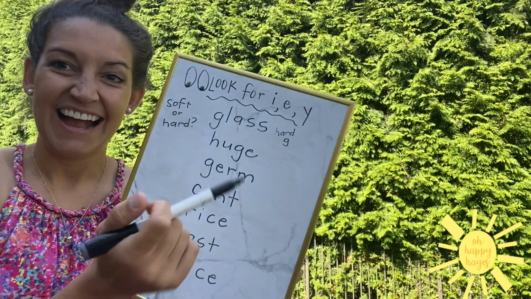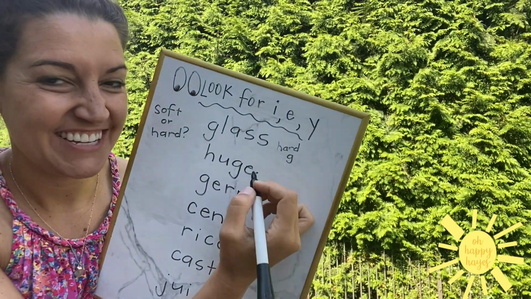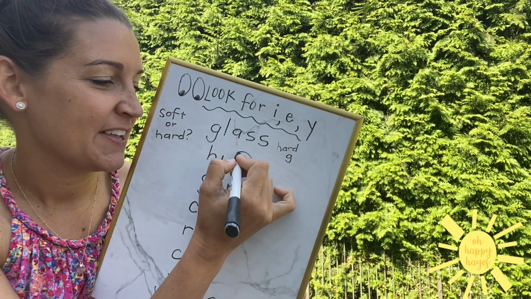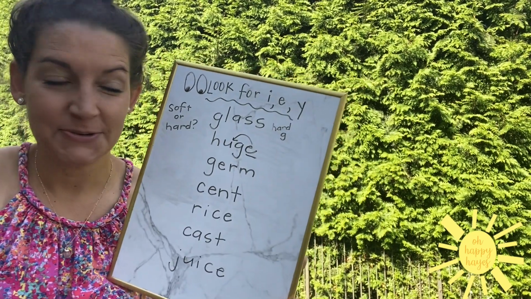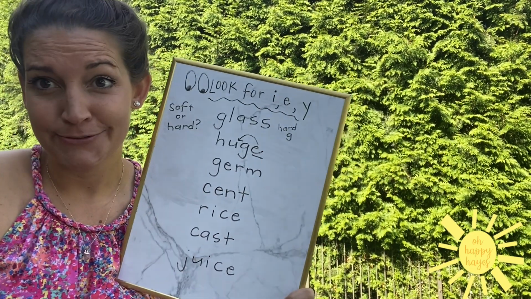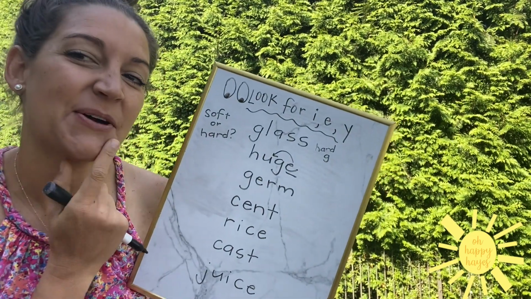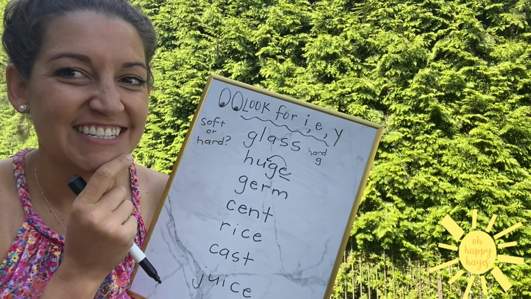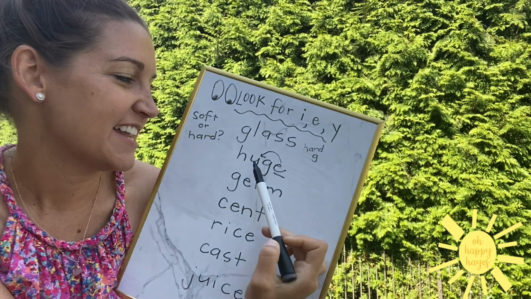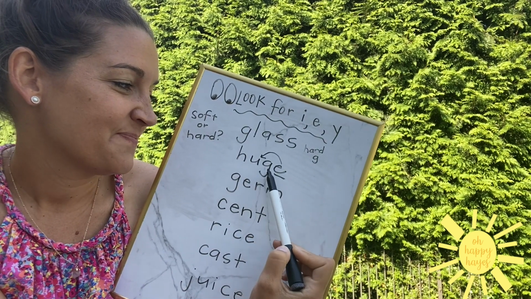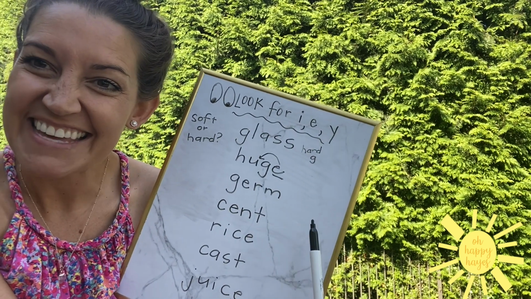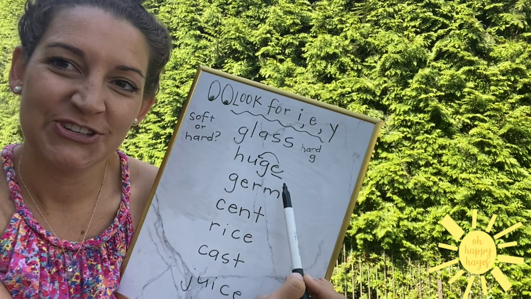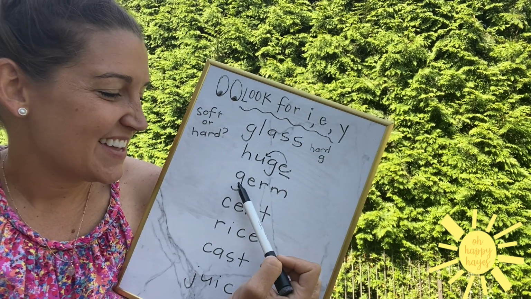Next one. I spy the G. What do you see after it? A Bossy E. So not only is it going to tell the G what to do, it's also telling you what to do. So think, hard or soft? Soft. It's gonna sound like a J. Sound it out. Get ready. Yes, huge. Huge.